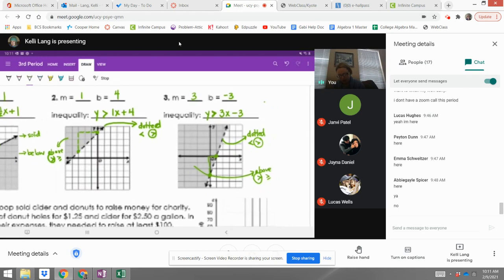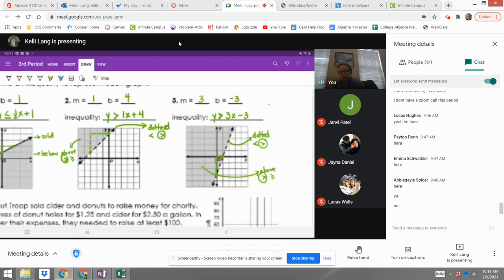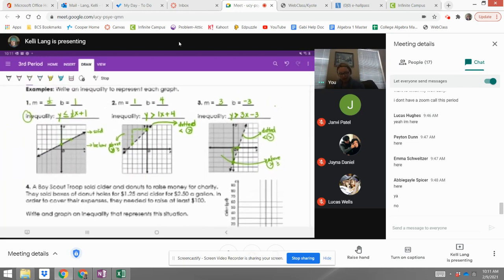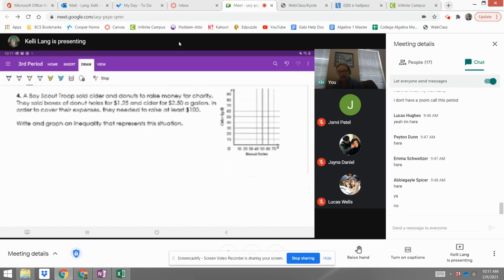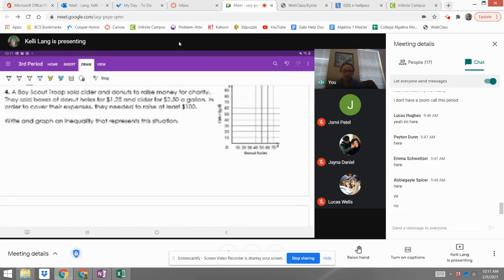Okay, we've got one more example to do today, and it's a word problem. You've seen word problems like this before, but there's really only one kind of minor difference that makes this an inequality problem, as opposed to an equality problem or an equation type of problem that you're used to dealing with. So let's read this together.